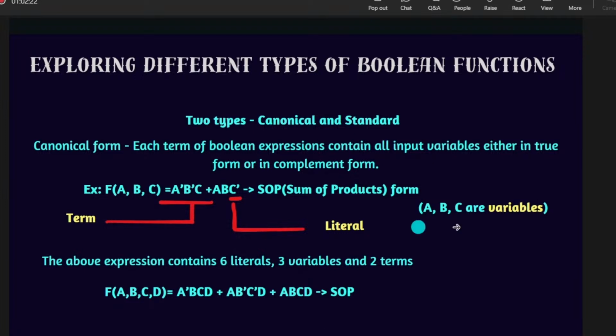Yes, so this equation is constituted of four variables and it has three terms, and each term has four literals, so a total of 12 literals. And this is also in the form of sum of products. So this was canonical. Can you guess what might be standard form? It's very easy to guess. Can you guys guess what might be standard form?